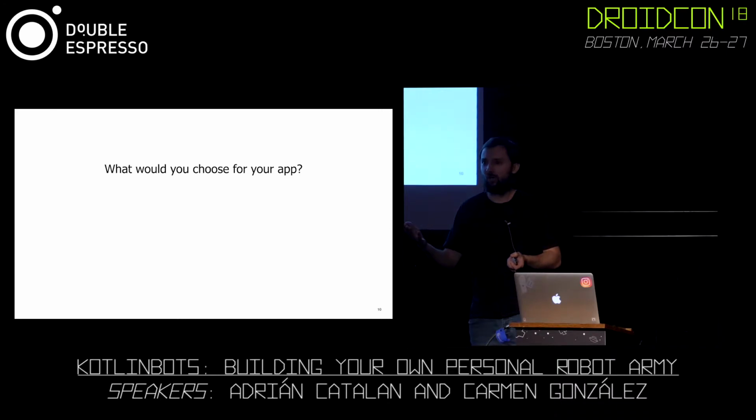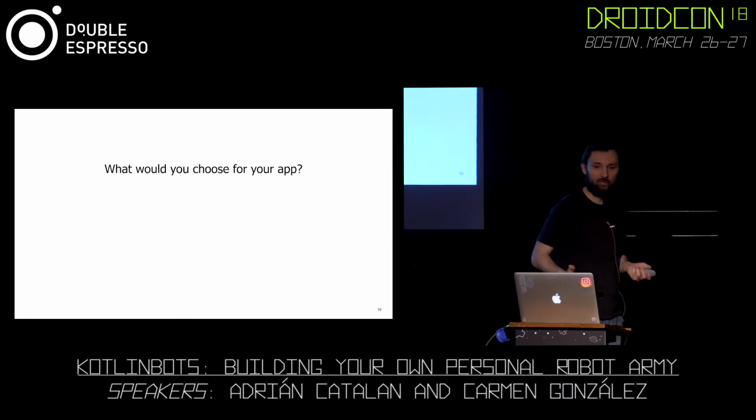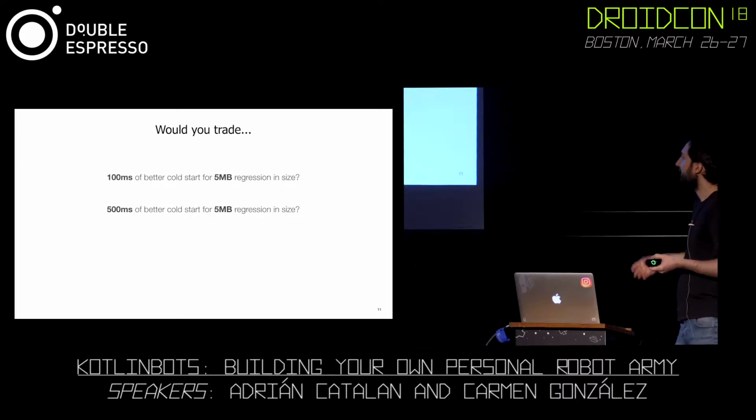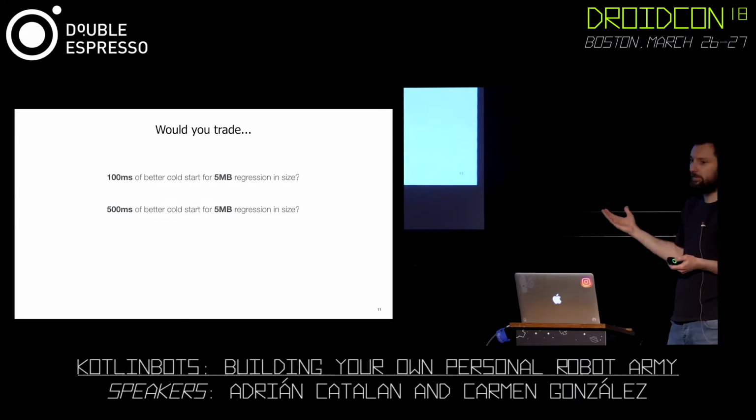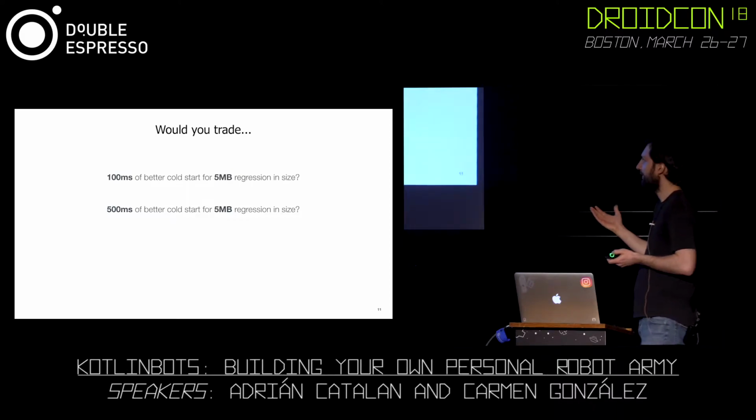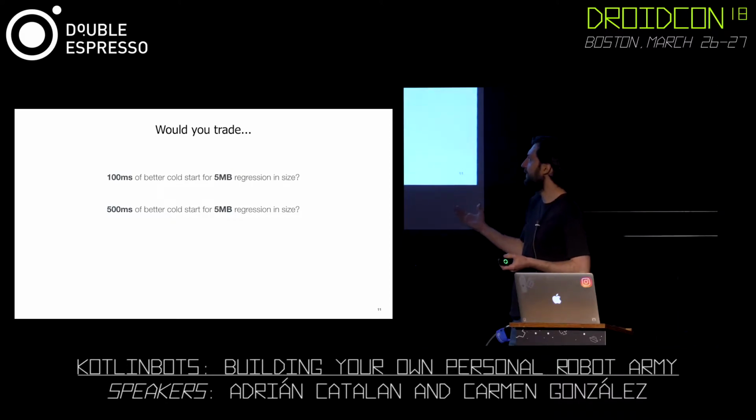So what would you choose for your app? Do you think apps are different? Some apps need better cold start, some need better app size. So what would you choose for your app? For instance, would you trade 100 milliseconds of improvement to cold start for a 5 megabyte regression in size? What about 500 milliseconds of better cold start for a 5 megabyte regression in size? Those are difficult questions to answer.